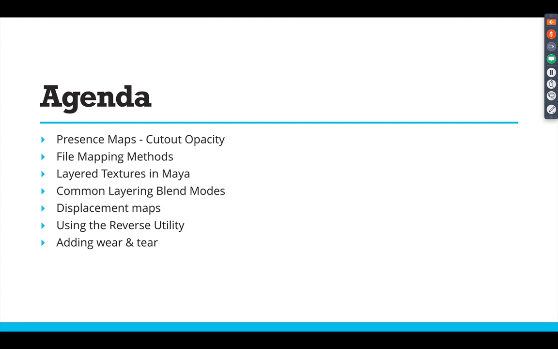All right, so I guess the first thing we'll start off with is using presence maps for cutout opacity. That way we can tackle the wine bottle. How many people are doing the exterior scene? All right, 1, 2, 3, 4. Everybody else doing interior? Okay.